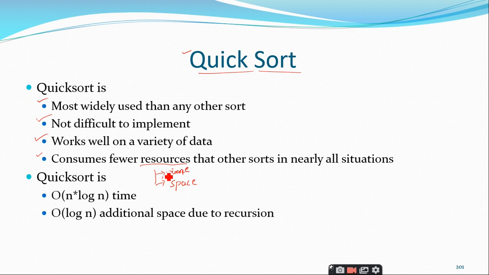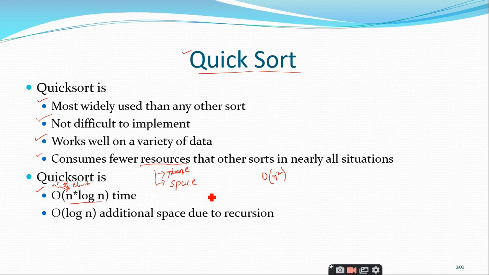We have seen the analysis of selection sort, bubble sort and others. In almost all the cases, we have the worst case complexity as big O of n square. But here, if you observe the time complexity of quicksort, it is around big O of n log n, where n stands for the number of elements.